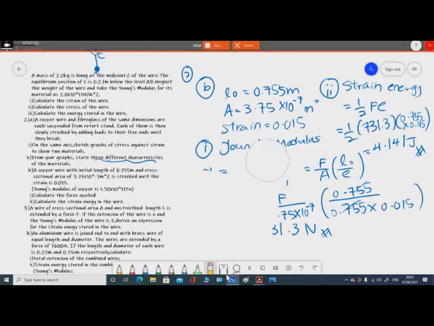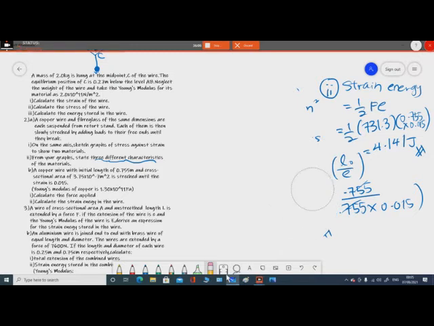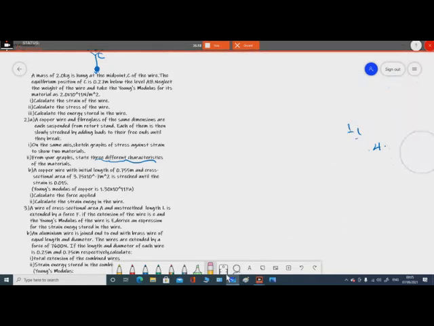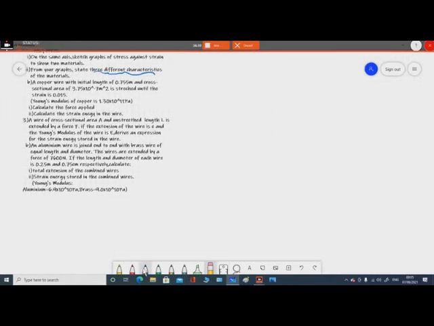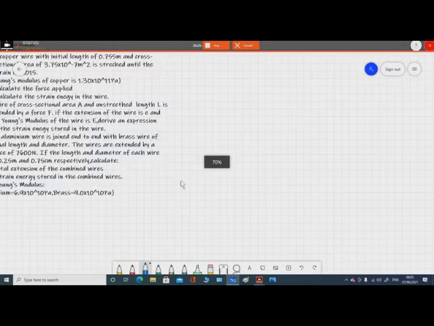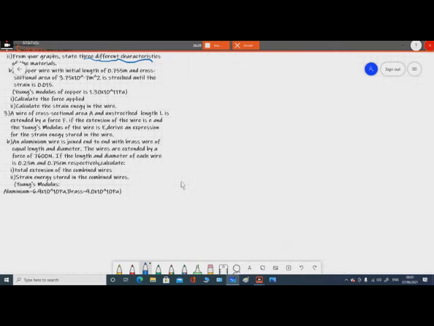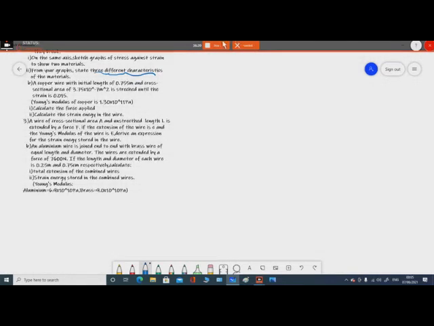So let me erase this one. Okay, so let me drag it down a bit. Okay, so I hope you can see clearly. Oops. Okay, so this is number 3.